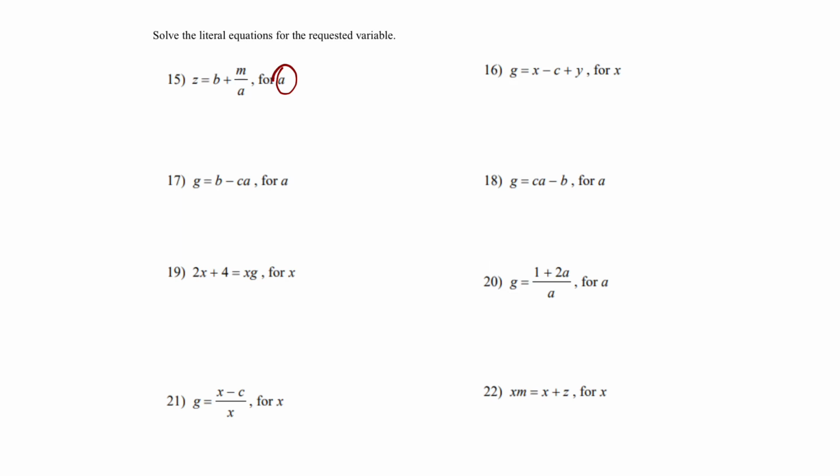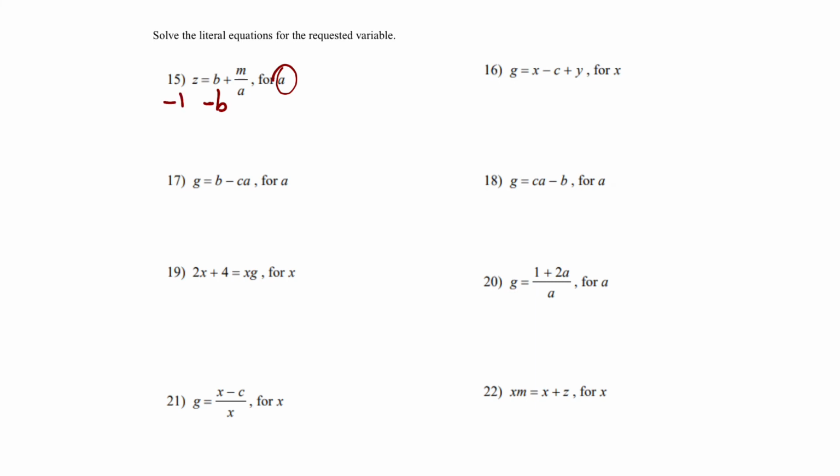So the first thing I see here is that I have a b plus m over a, and that b is positive, right? There's no plus in front of it, but I know it's positive. And so to cancel that out, I'm going to go ahead and say, all right, let's subtract b from both sides, okay?